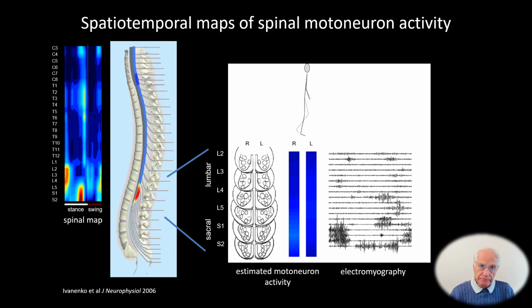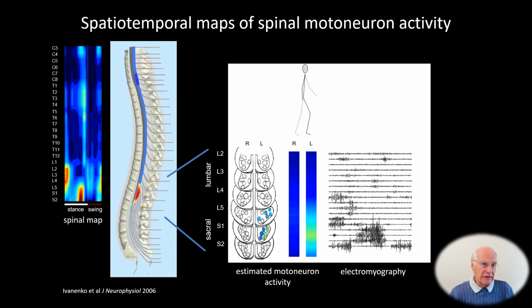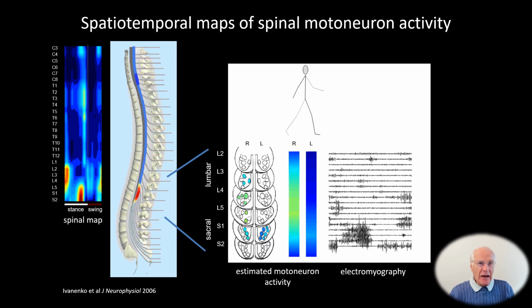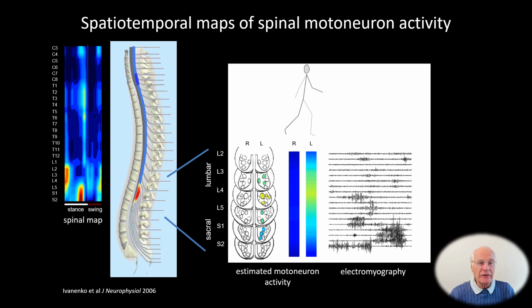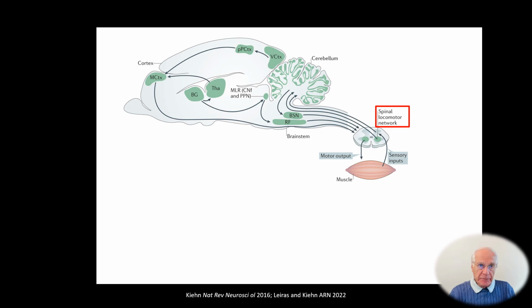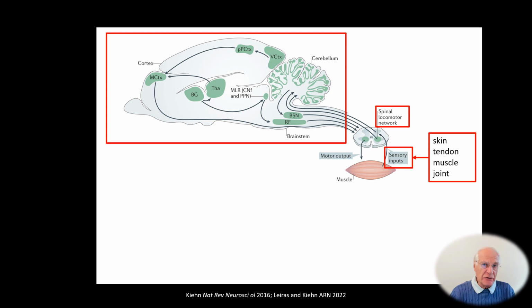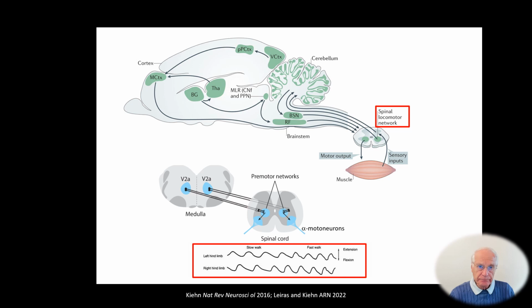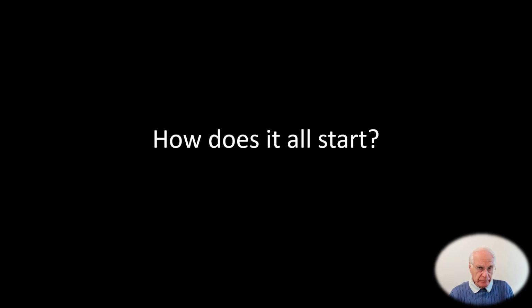Muscle activation requires continuous electrochemical activity at several levels of the nervous system, with waves of excitation in tens of thousands of motor neurons of the spinal cord. These are reflected in the spatiotemporal maps of motor neuron activity and the electromyographic activity recorded from the muscles. Spinal motor neurons receive sensory feedback from skin, tendon, muscle, joint receptors, and are subject to descending signals from multiple regions of the brain. Spinal motor neurons activate the muscles alternatively for the left and right legs. What is described refers to adult locomotion, but how does it develop?